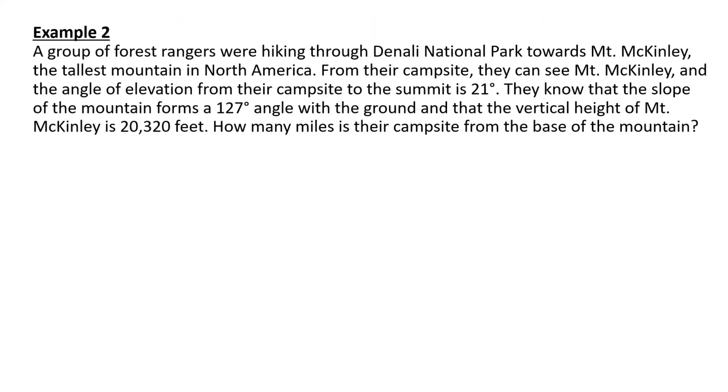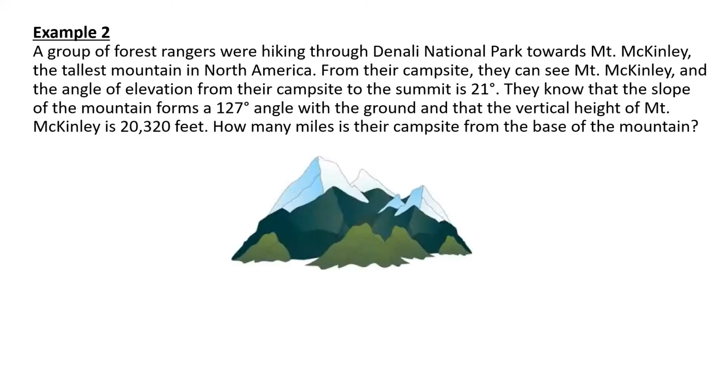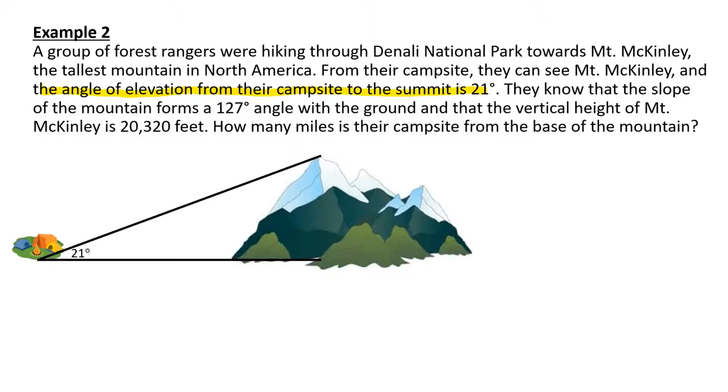Example 2, we have to draw our own picture. A group of forest rangers were hiking through Denali National Park toward Mount McKinley, which is the tallest mountain in North America. From their campsite, they can see Mount McKinley. All right, well, we need Mount McKinley and their campsite. The angle of elevation from their campsite to the summit is 21 degrees. They know the slope of the mountain forms a 127-degree angle with the ground.